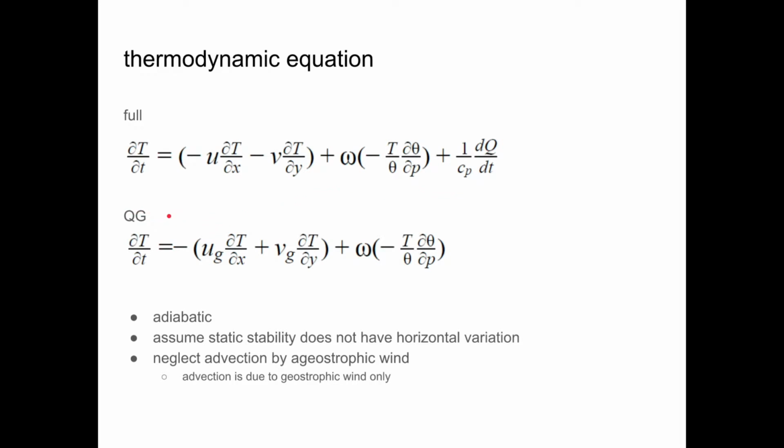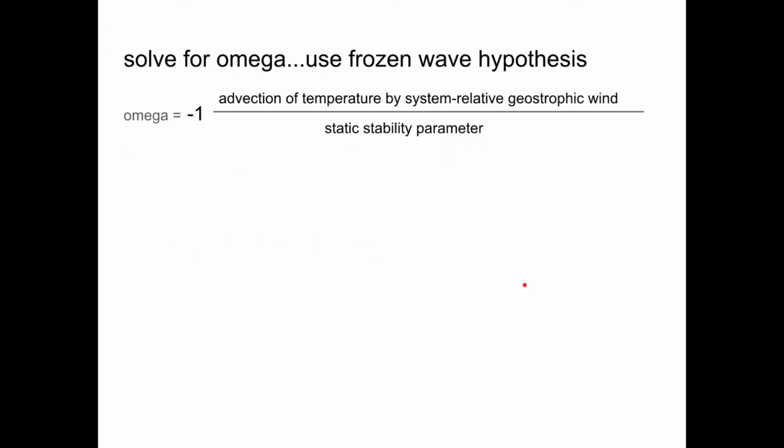So the QG version is a simpler version. You can see there's no added heat term, so it's adiabatic. And the advection is being done by the geostrophic wind, so Ug and Vg are the advection terms here. The other assumption that doesn't really show up in this form is that this static stability term is constant horizontally. It varies in the vertical, but it doesn't vary in the horizontal. So we can rearrange these and solve for omega. And that's basically what we're doing in this lab.